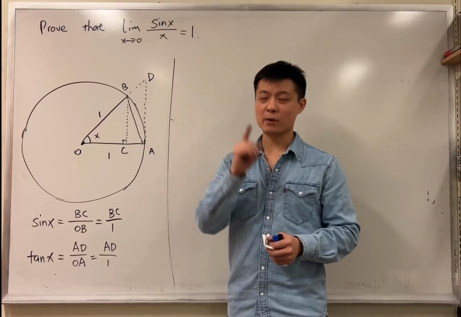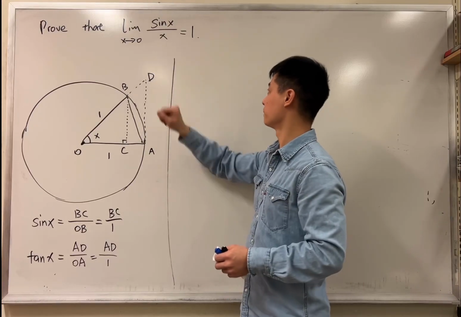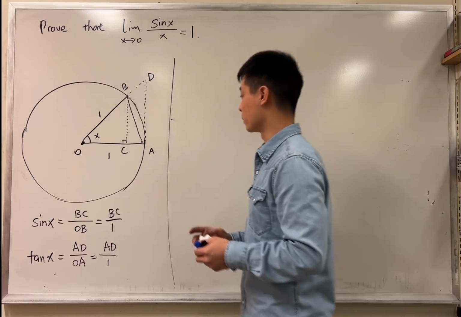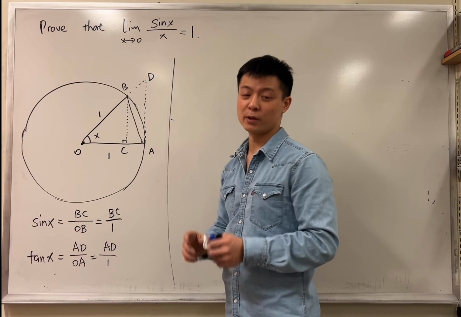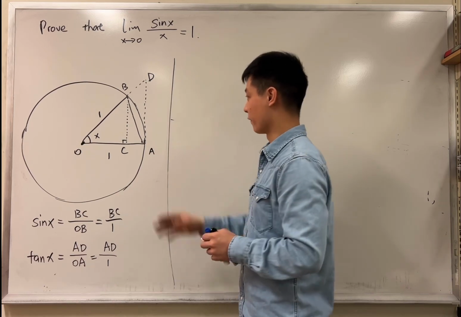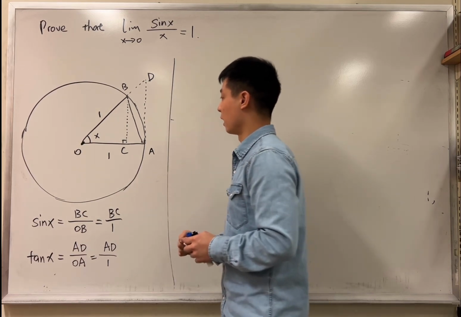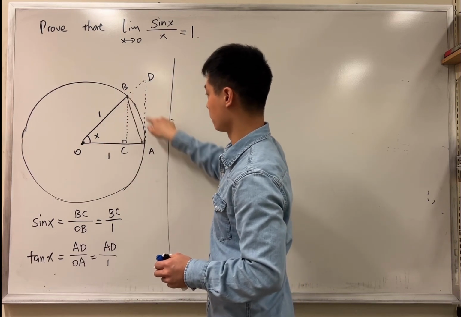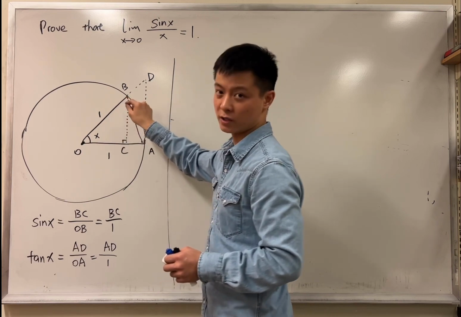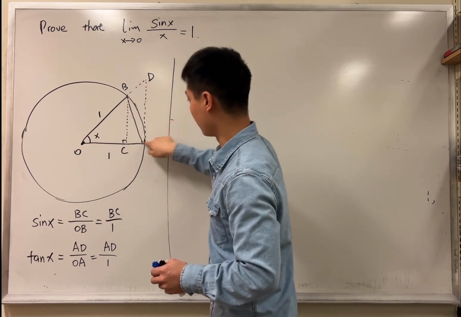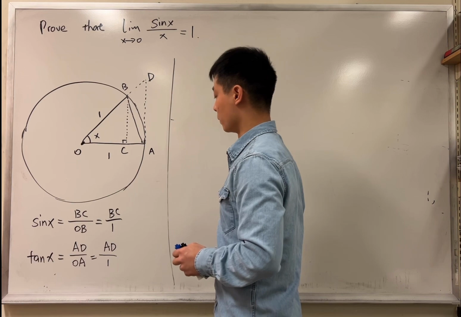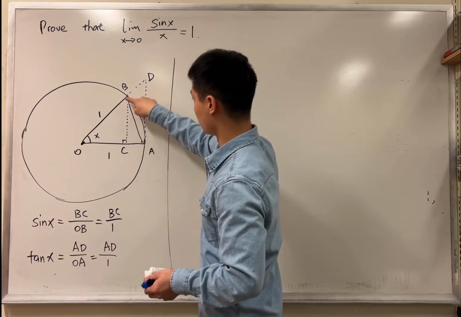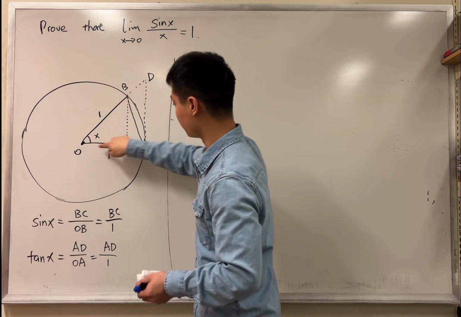Let's talk about how to prove that this limit equals 1. In order for us to prove this statement, we will need to use some geometry together with a squeeze theorem. We have a picture here where we have a triangle AOB contained in the sector AOB, which is contained in a bigger triangle AOD. We can take a look at sine of x in this small right triangle BOC.